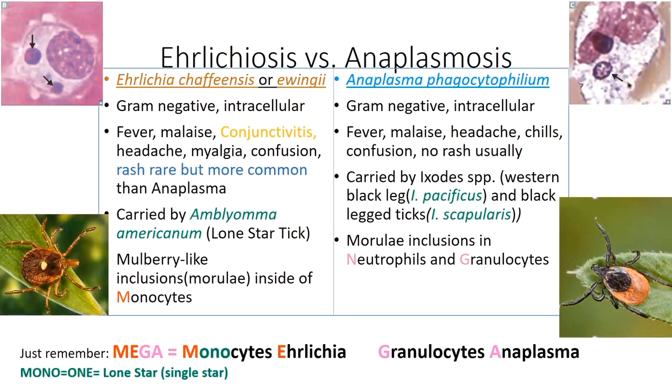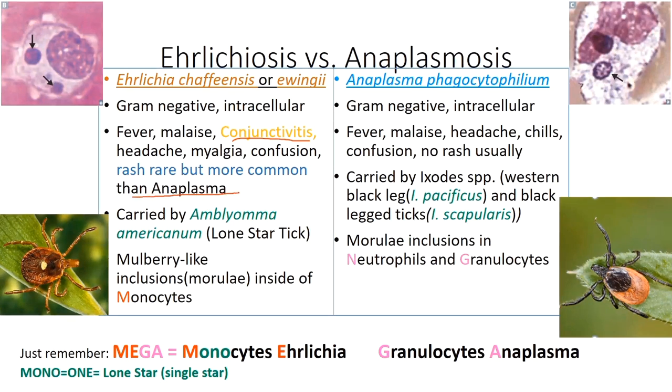So now on to ehrlichiosis and anaplasmosis. This is a similar slide to the one I presented in skin, so I'm going to go through this pretty quickly. But I did add in those tick pictures just to remind you what those are for. Ehrlichiosis is caused by Ehrlichia chaffeensis and Ewingii. These are gram-negative intracellular parasites. Pretty much what it causes is fever, malaise. Remember, conjunctivitis is more common with this than with anaplasmosis. Headache, myalgia, confusion.